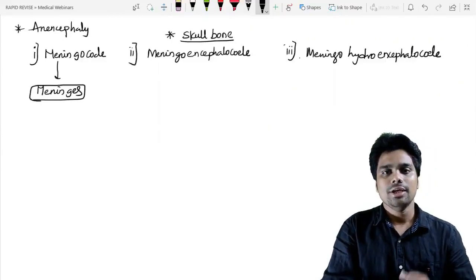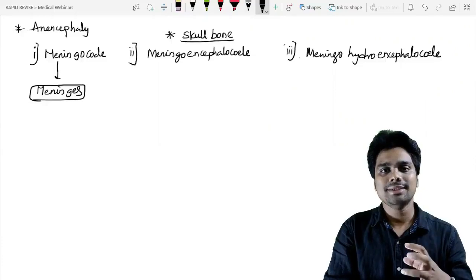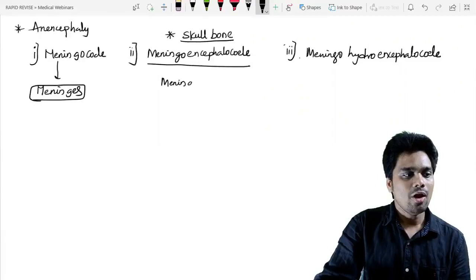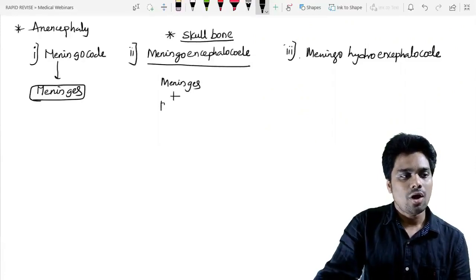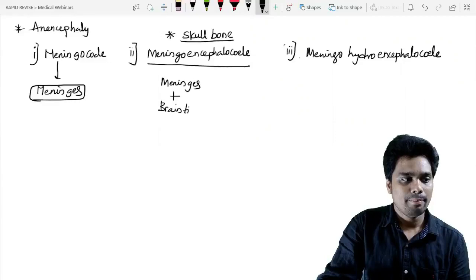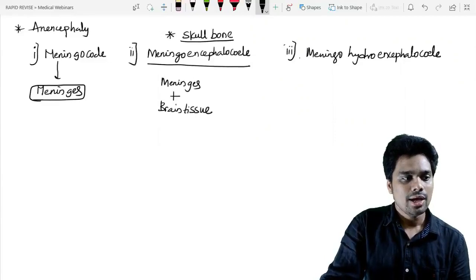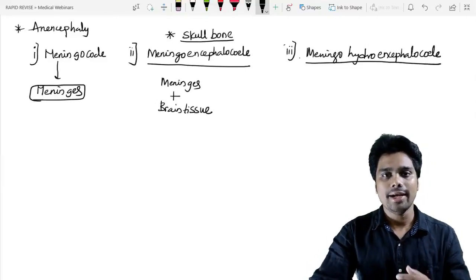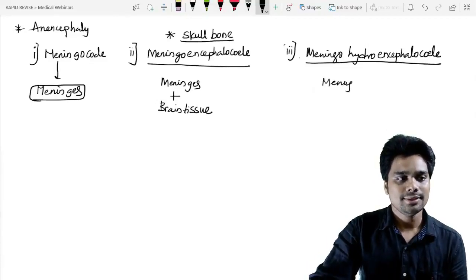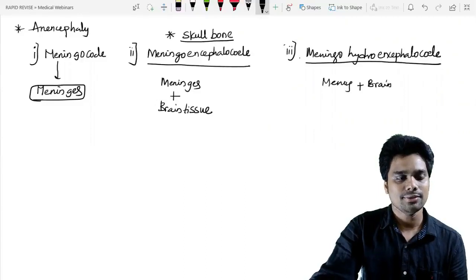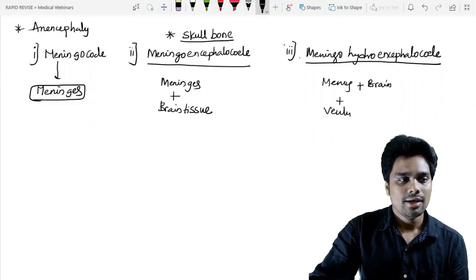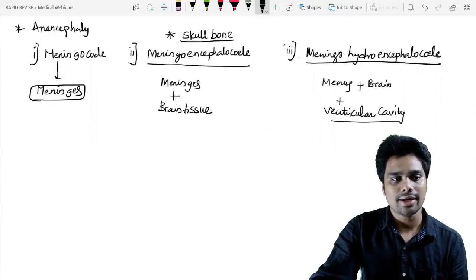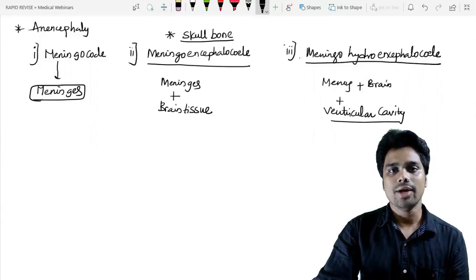So in meningocele, you will see only a part of the meninges herniating through the skull bone. In meningoencephalocele, along with the meninges, there is also herniation of brain tissue. So there is also brain tissue herniation here. The third entity is known as meningohydroencephalocele. Yes, there are both meninges plus brain tissue associated with ventricular cavity herniation. So the ventricular cavity also herniates in meningohydroencephalocele.